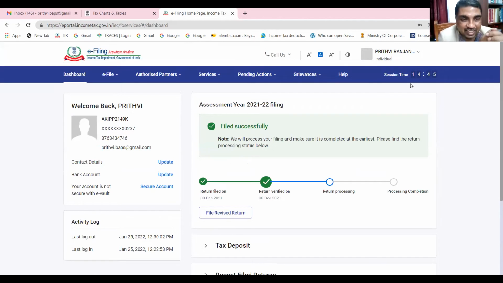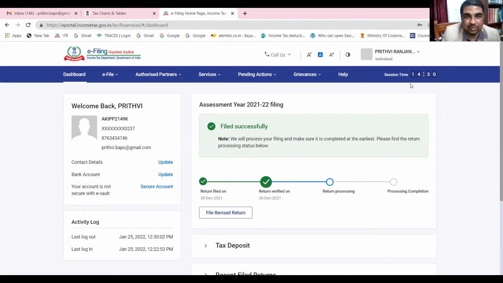You can say income tax, Income Tax Department. Are you able to see it? So you can get your PAN registered. You can have your page like this. Will you be able to do it? Yes, sir.